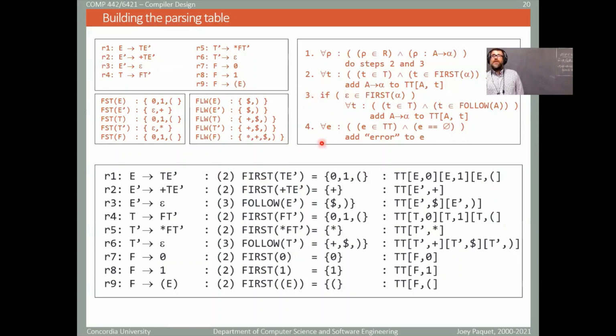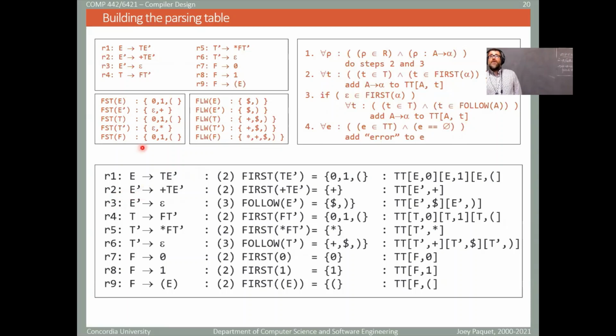And also for rule number 3, which might apply, but in this case does not. Rule number 3 says that if first of alpha or first of TE prime includes epsilon, meaning that the TE prime here can evaluate to epsilon, both of them can evaluate to epsilon, then I would add in my table an entry at coordinates A and T, where T are the elements of follow of A. That would be the case where if an E using this rule can evaluate to epsilon, then I want to somehow branch to what follows a T, what follows an E. But in this case, that does not apply because T E prime cannot both evaluate to epsilon.